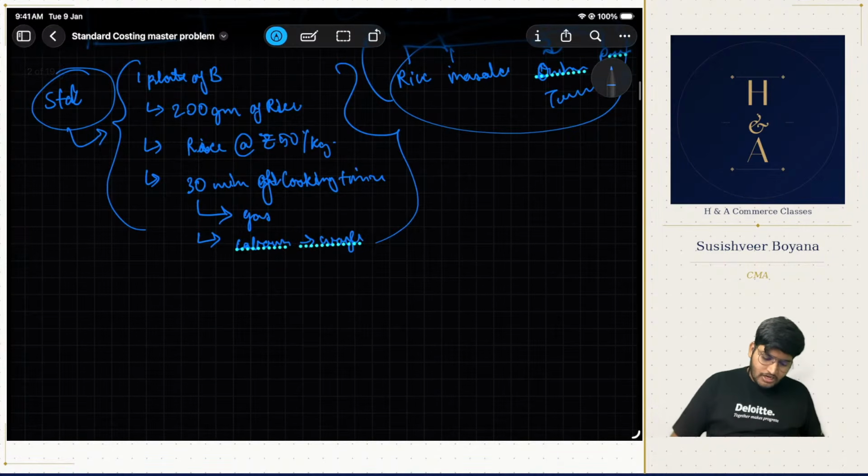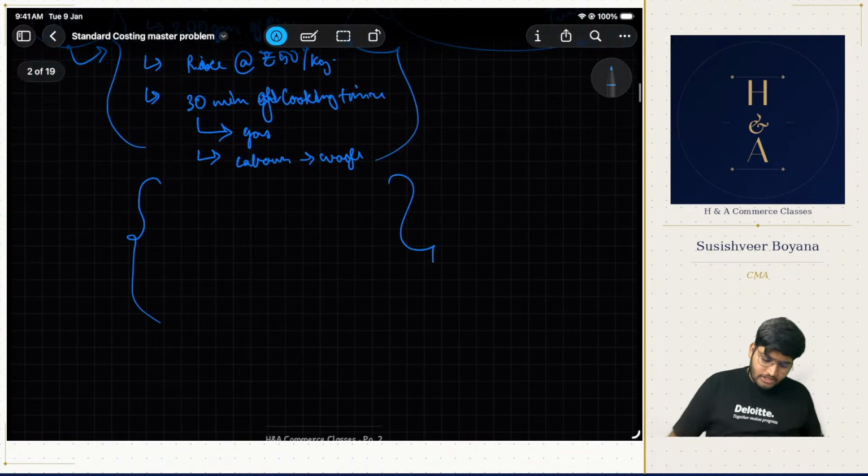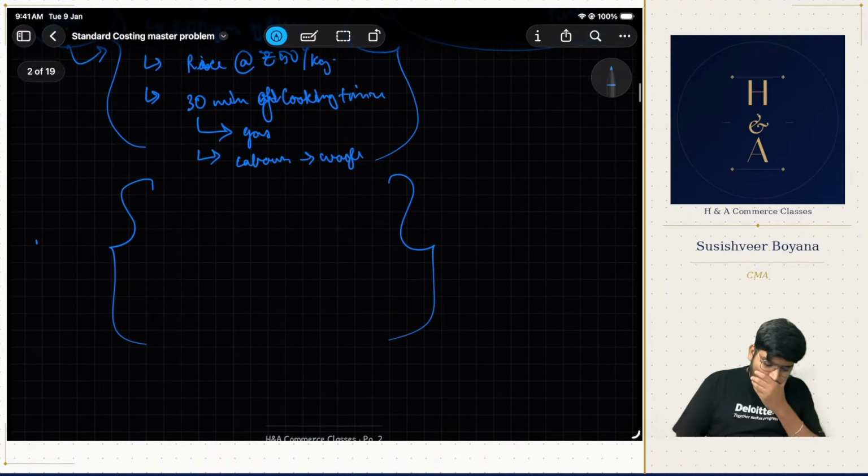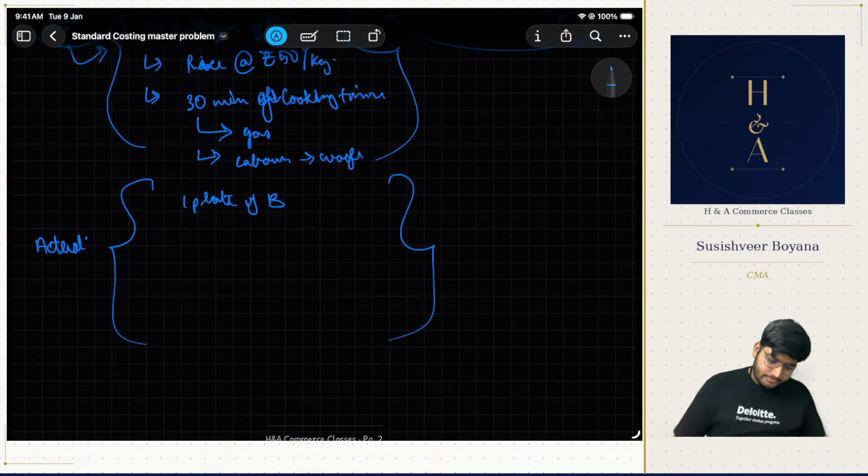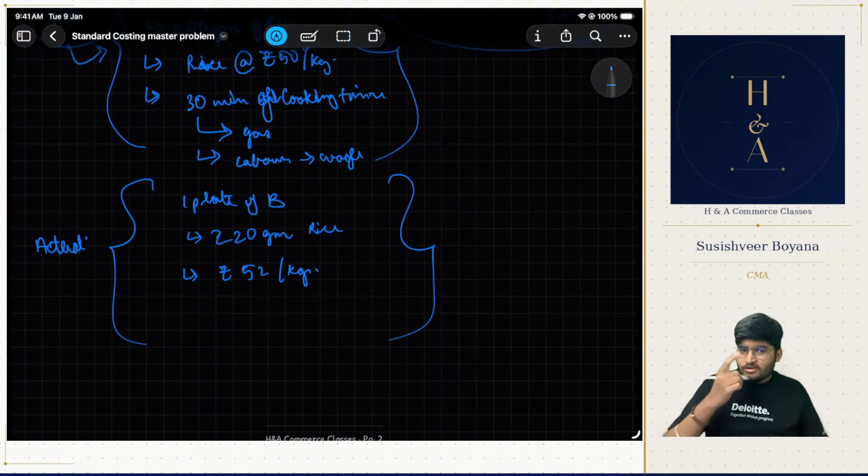After 1 month, I wanted to understand what the actual was, because I already know what the standard is. For one plate of biryani, I noticed you told me, sir, not 200 grams, I used 220 grams of rice. I was like, okay, fine. I thought maybe he's using more, but he reduced on price. He was like, no, sir, I used rice at 52 rupees per kg.